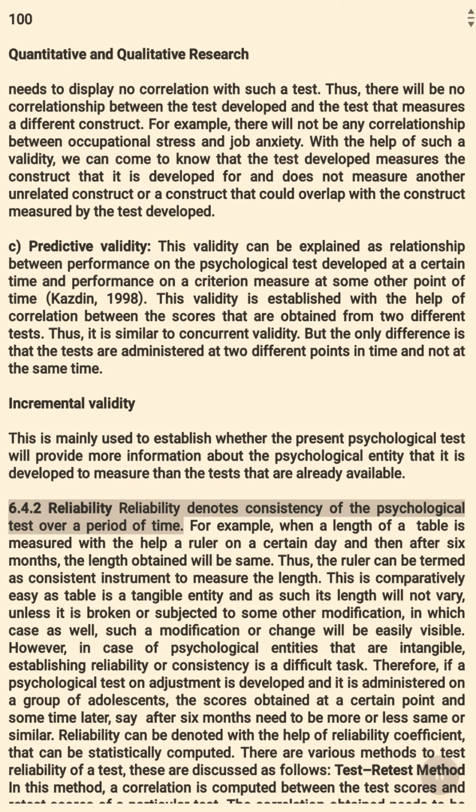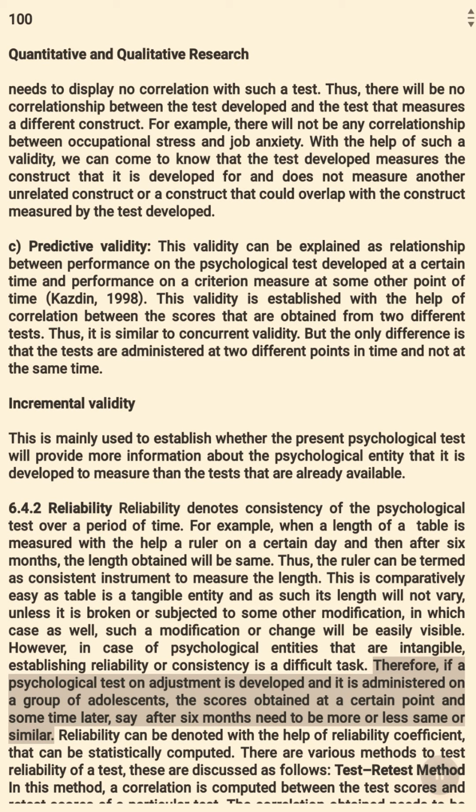6.4.2 Reliability. Reliability denotes consistency of the psychological test over a period of time. For example, when the length of a table is measured with the help of a ruler on a certain day and then after 6 months, the length obtained will be the same. Thus, the ruler can be termed a consistent instrument to measure length. This is comparatively easy as a table is a tangible entity and as such its length will not vary, unless it is broken or subjected to some other modification, in which case as well, such a change will be easily visible. However, in case of psychological entities that are intangible, establishing reliability or consistency is a difficult task.